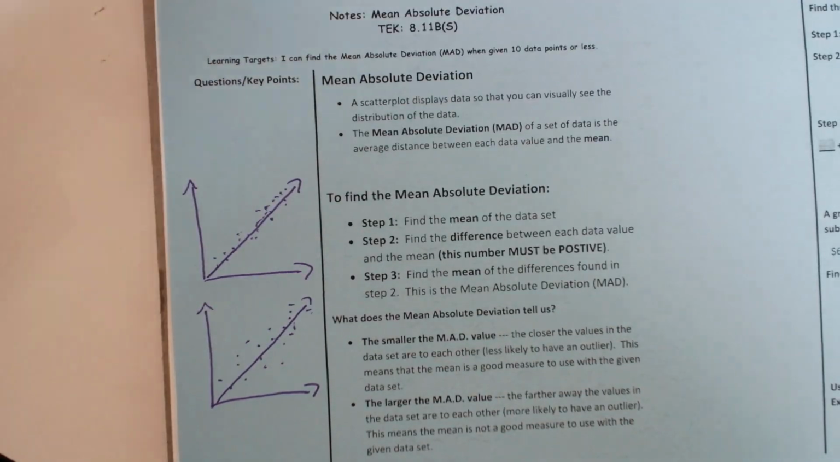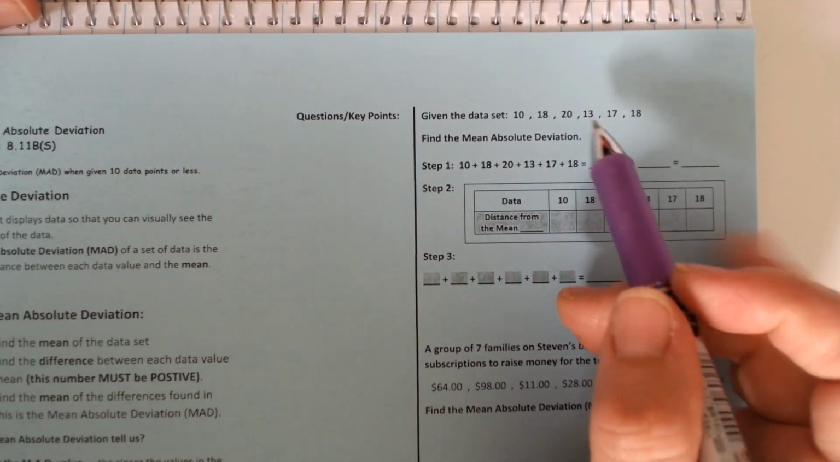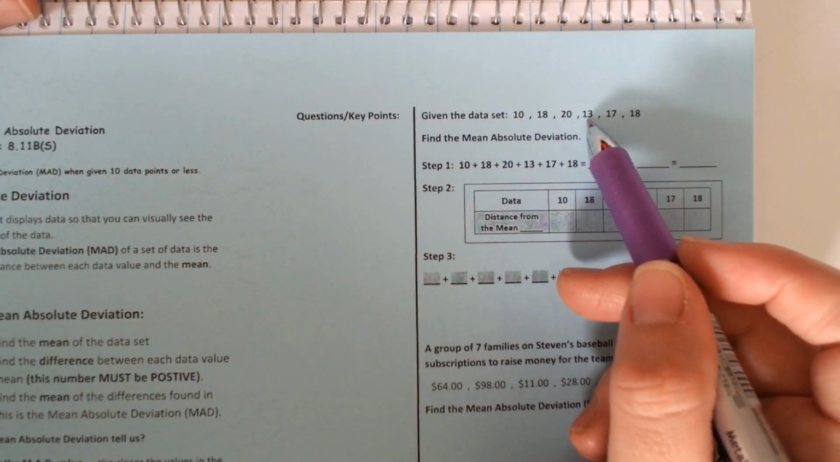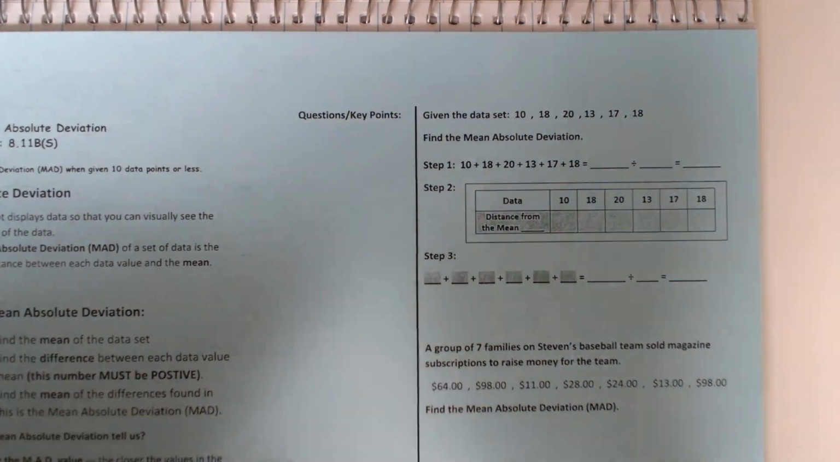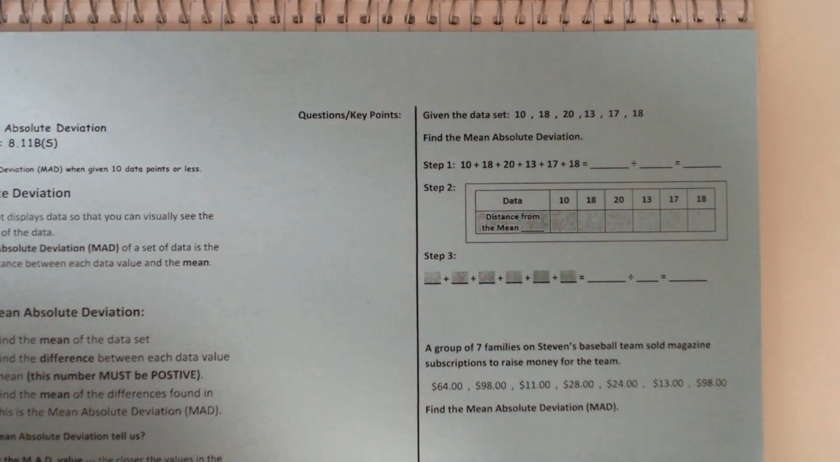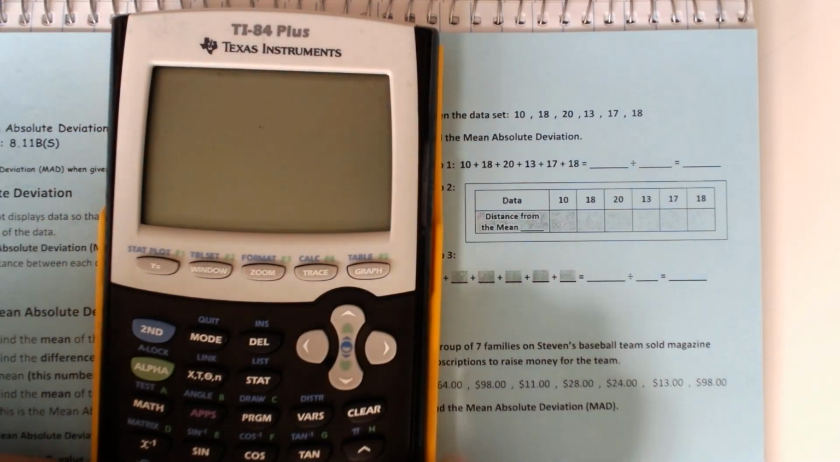So let's look at an actual chart and see what we're talking about. So here I've been given a data set. So I have 10, 18, 20, 13, 17, and 18. So I can find the mean of that data. So step one is just finding the mean, the average of those numbers.